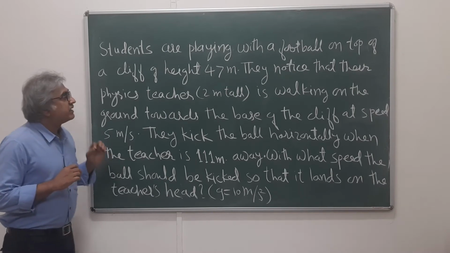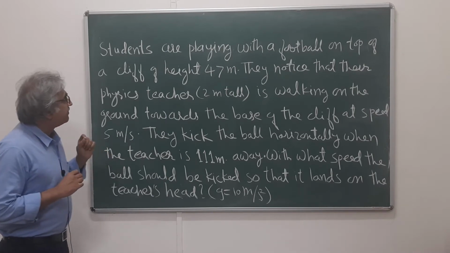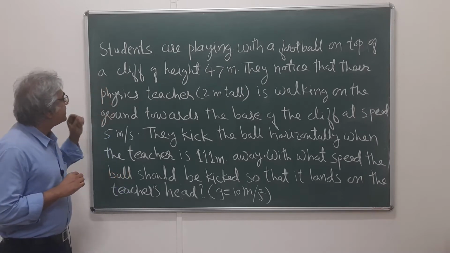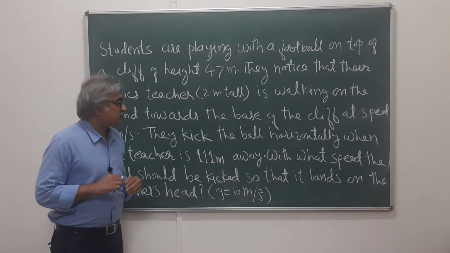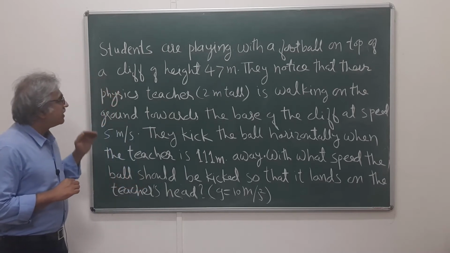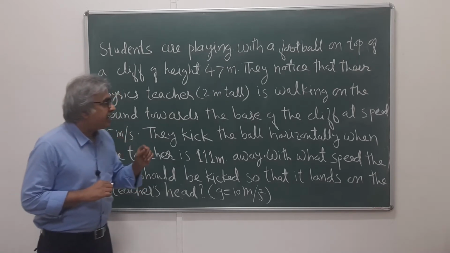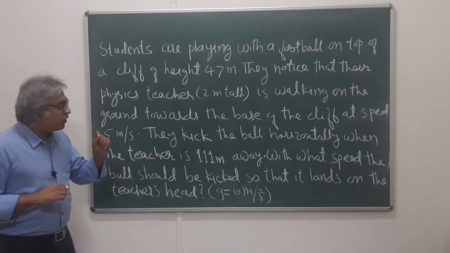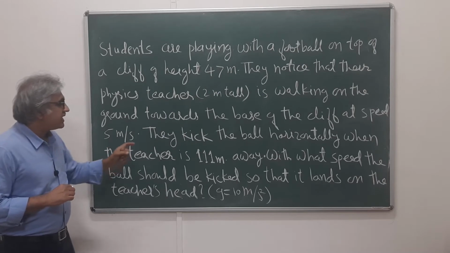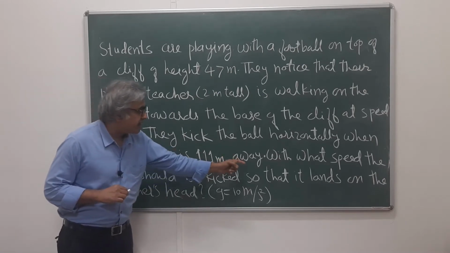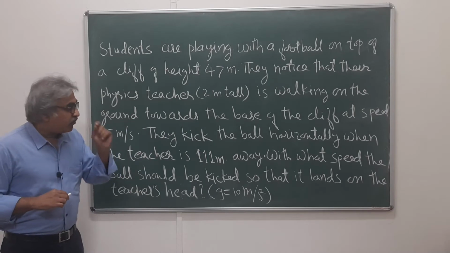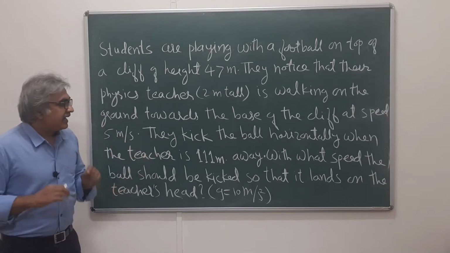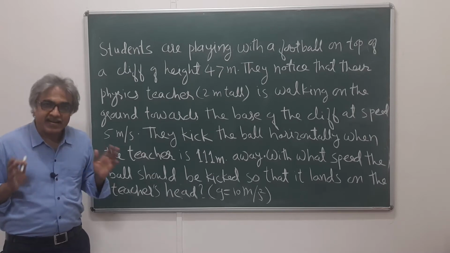Let me read this problem. Students are playing with a football on top of a cliff of height 47 meters. They notice that their physics teacher, 2 meters tall, is walking on the ground towards the base of the cliff at speed 5 meters per second. They kick the ball horizontally when the teacher is 111 meters away. With what speed should the ball be kicked so that it lands on the teacher's head?